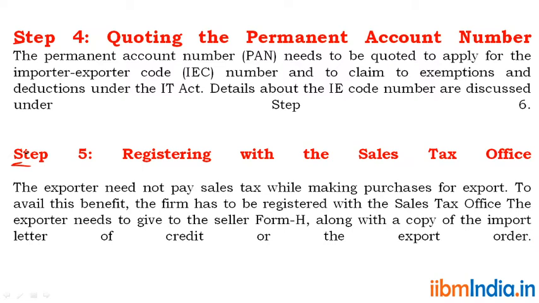Got it? The exporter needs to give the seller form H along with a copy of the import letter of credit or the export order. Suppose you are getting an order from across the globe. You have an import letter of credit or an export order. What do we have to do? We have to approach the sales tax office and register our firm. If you are looking to avail the exemption, you have to submit form H along with a copy of the import letter of credit or the export order. Then only you need not pay the sales tax while making purchases for export.